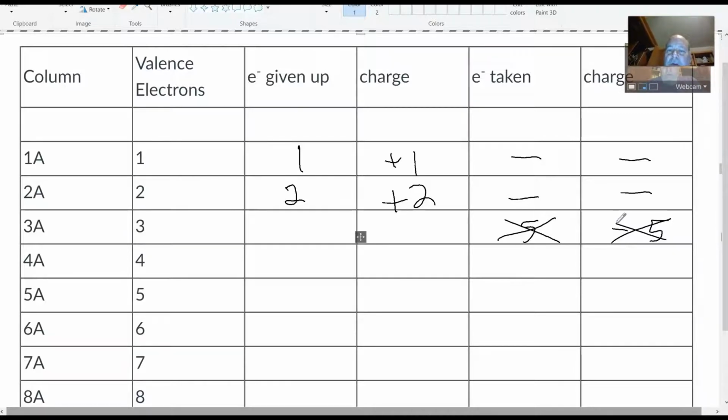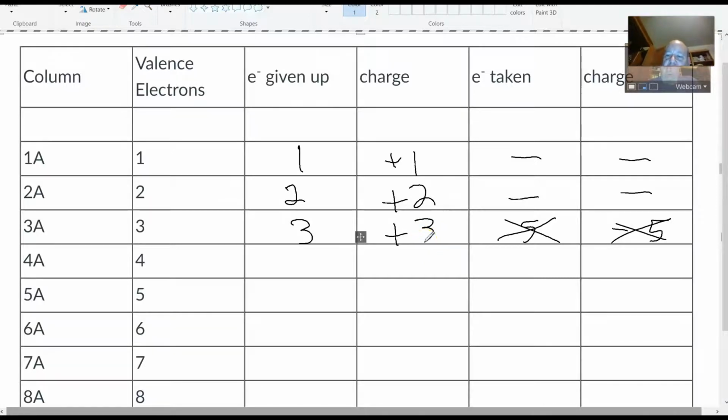On the other hand, in column 3, starting with aluminum and then going down from there, we have metals that have 3 valence electrons in their outer shell. If I have 3 valence electrons, I'm going to give up 3 valence electrons. I'm going to have a charge of +3.